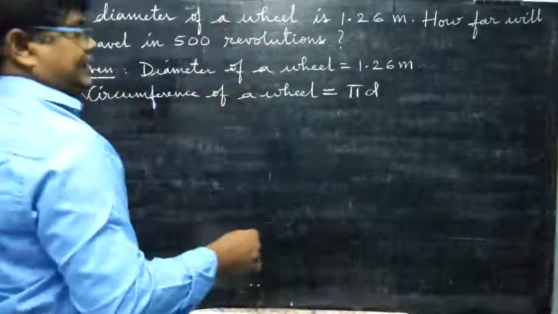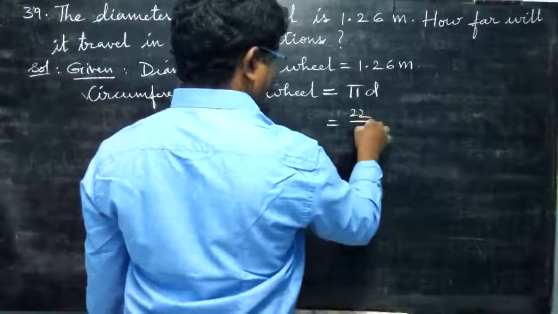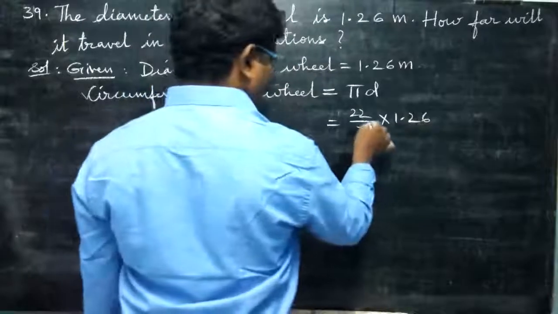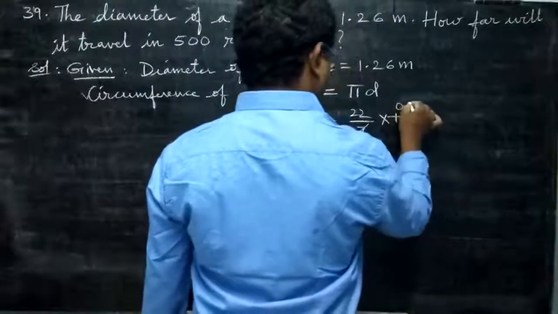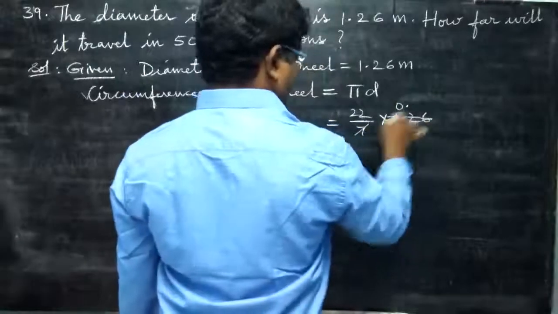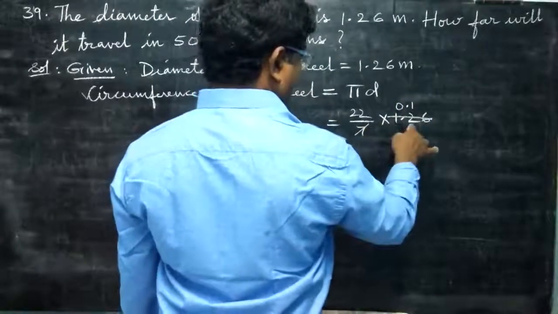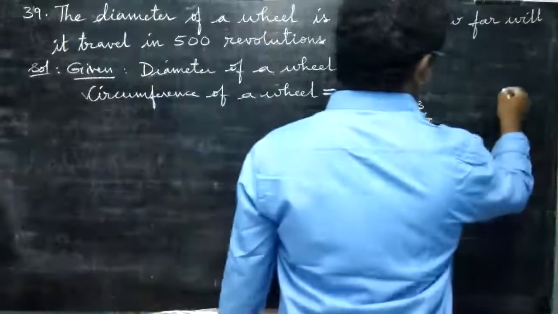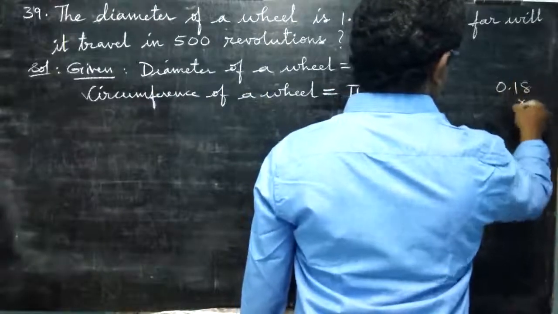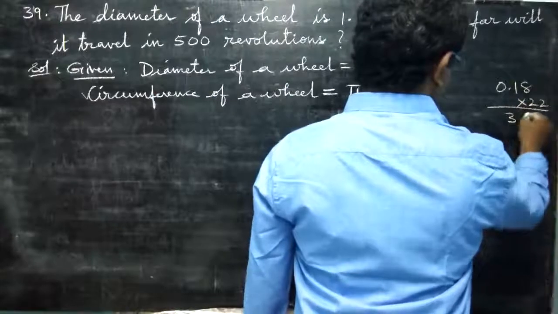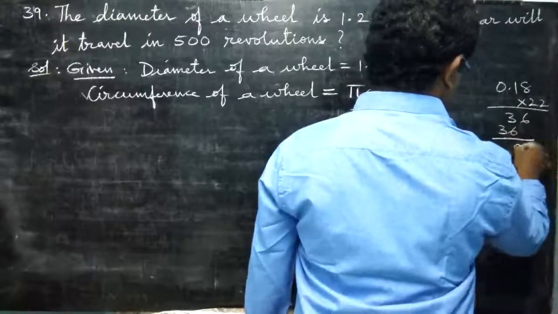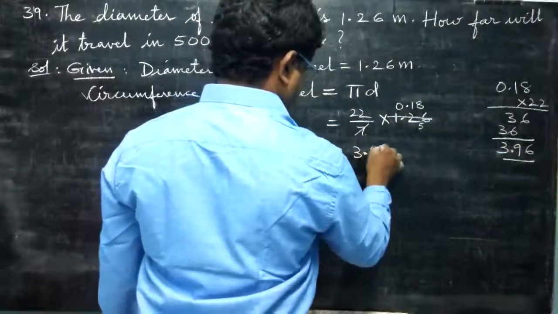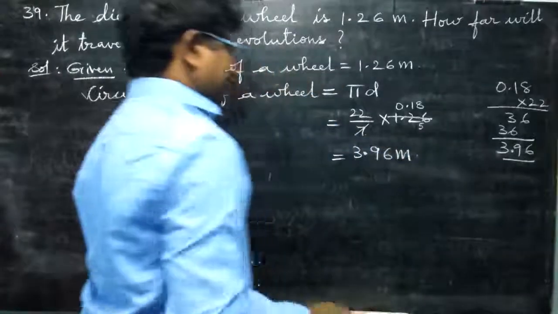When diameter is given, pi d. When radius is given, 2 pi r. So 22 by 7 into 1.26. 7 goes into 12 once, 7 ones are 7, and 5 is remaining. Now 0.18 into 22. 36 and again 36, 396 after 2 digits. So 3.96 meters. This is the circumference.